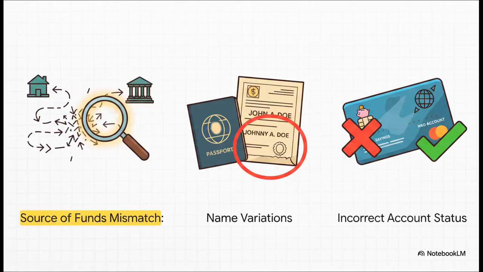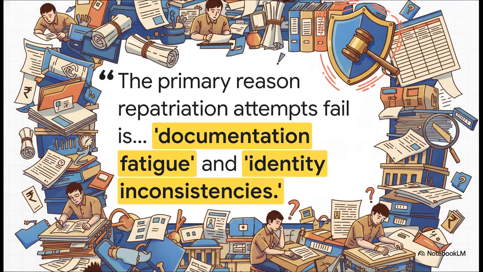So here they are. First, a mismatch in the source of funds. The bank looks at the money and they can't clearly trace it back to the original property sale or the inheritance. Second, name variations. And this can be as tiny as a slightly different spelling of your name on your passport versus the sale deed. And third, an incorrect account status. This is a big one. You're still using a regular resident savings account instead of a proper NRO account, which is a major red flag under FEMA regulations.